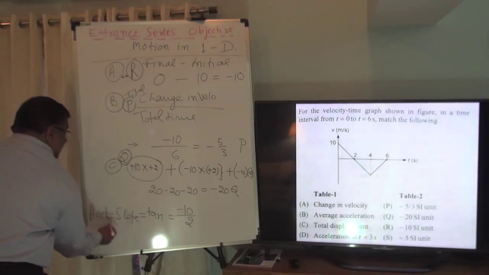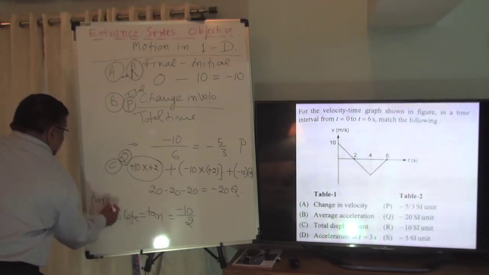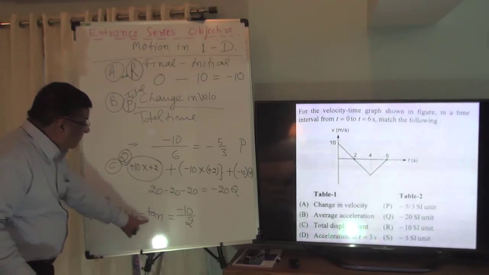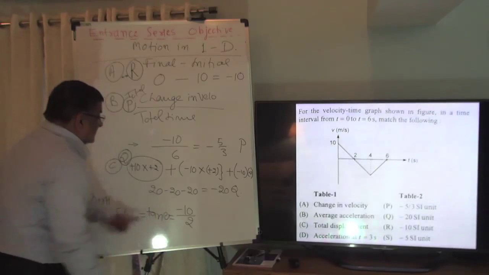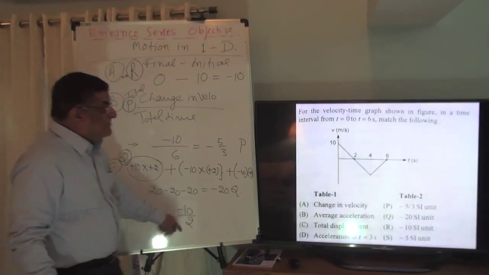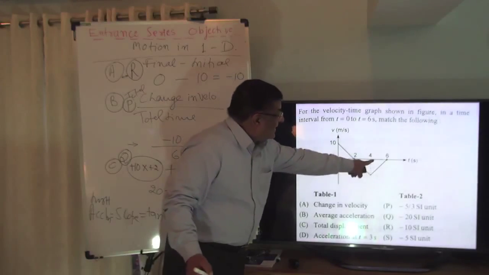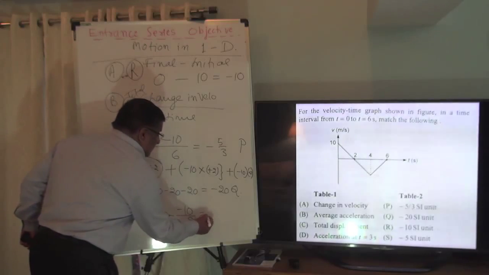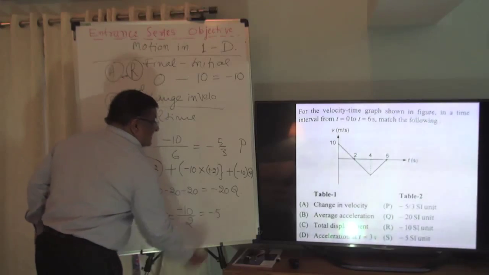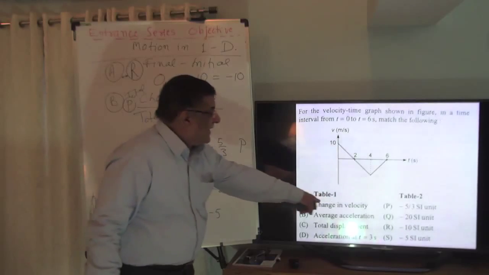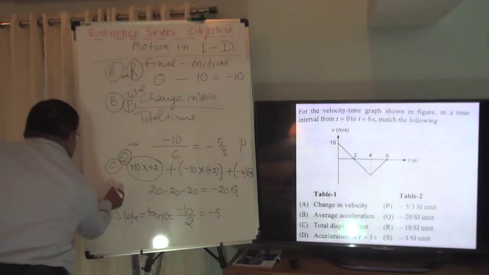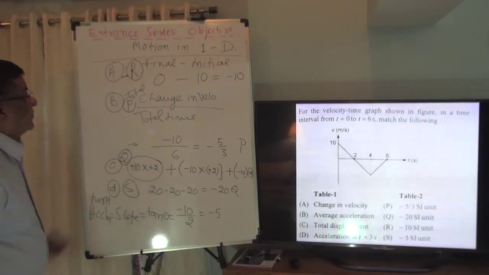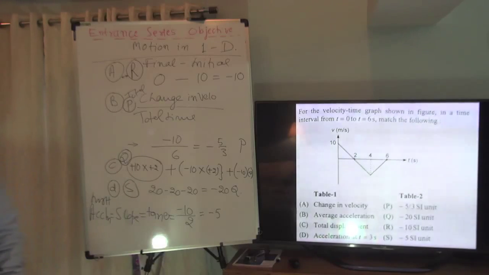Which acceleration? Instantaneous acceleration. Instantaneous acceleration is equal to slope. Slope is equal to tan theta. Tan theta is equal to perpendicular upon base. Here perpendicular is minus 10. Base is plus 2. So minus 10 upon plus 2 is equal to minus 5. And that is our last answer, S. So D match with S. So this is how we will solve this.